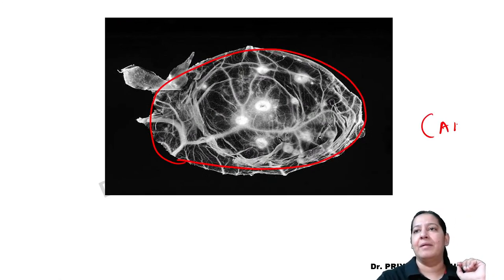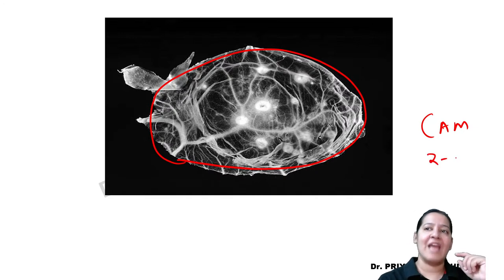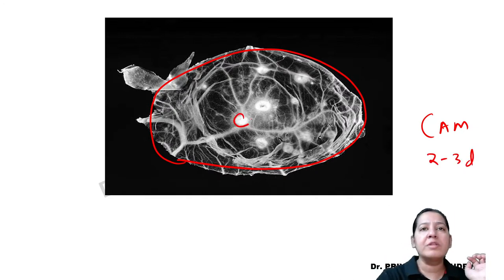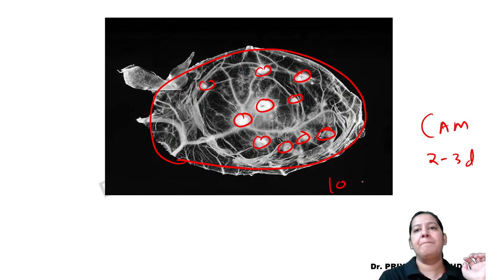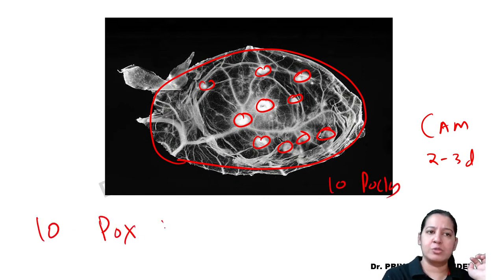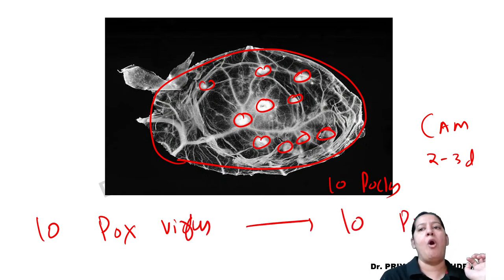This is CAM. So we allowed virus to grow on CAM for 2-3 days. Then we hatch the egg, take the membrane out and count the pock on them. 1, 2, 3, 4, 5, 6, 7, 8, 9, 10. So there are 10 pock. So there are 10 pock virus. Virus produce 10 pock. Have you got it?